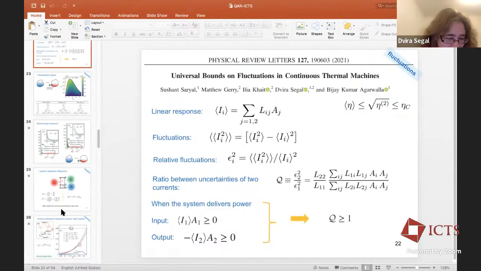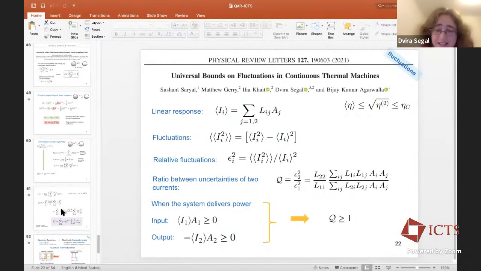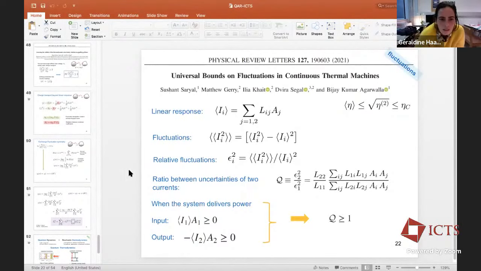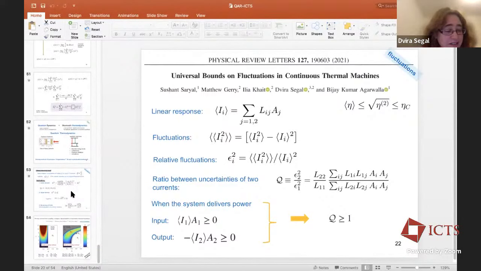I skipped it, sorry. I don't think I brought this slide. Maybe I have a backup slide. There were a few steps over there. There are some manipulations that one does to get Q greater than 1. And then a few steps, I don't think I brought those details.